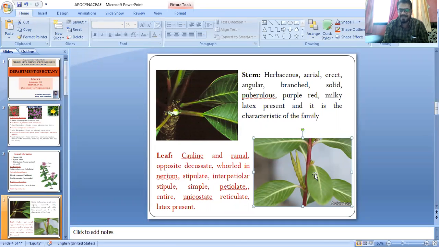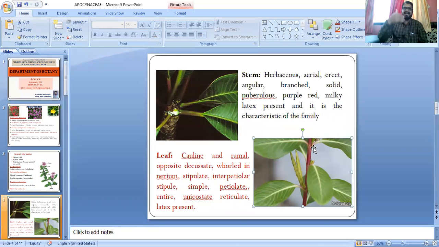But here the neighboring pair is at right angle to the neighboring pair. मतलब ये जो पेयर है इसके राइट एंगल को ये पेयर है. Means this is nothing but opposite decussate. Opposite decussate and opposite superposed बोले तो क्या है?